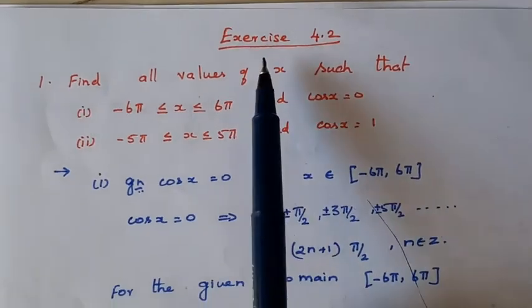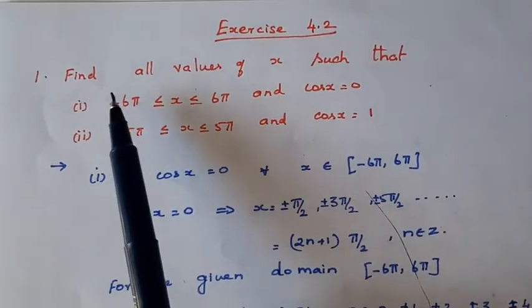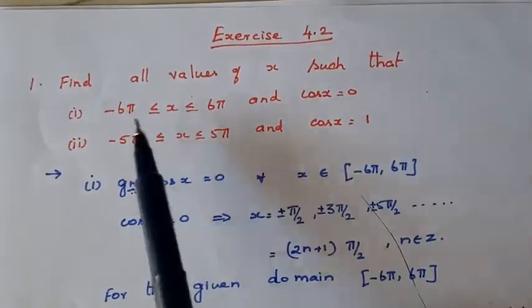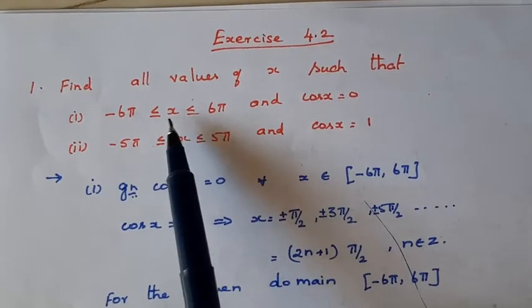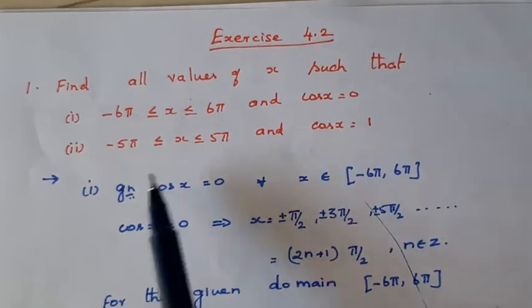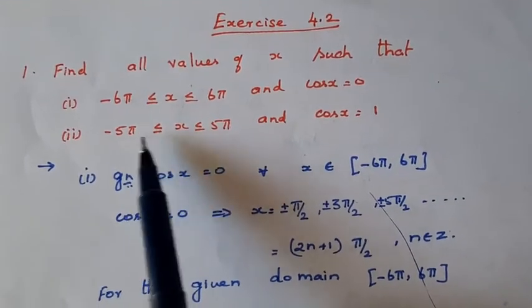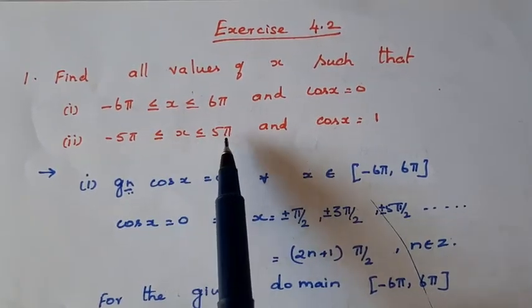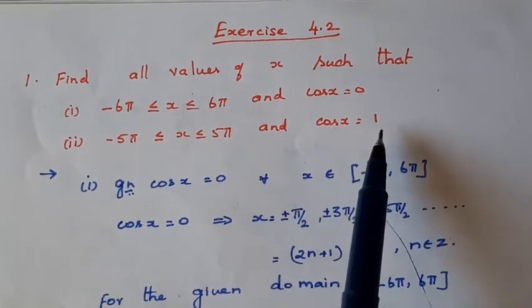Now let us start with the exercise 4.2, the first problem. Find all values of x such that minus 6 pi is less than or equal to x less than or equal to 6 pi and cos x is equal to 0. And the second subdivision is minus 5 pi less than or equal to x less than or equal to 5 pi and cos x is equal to 1.